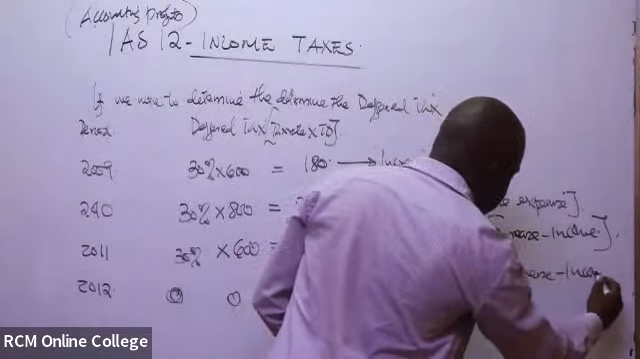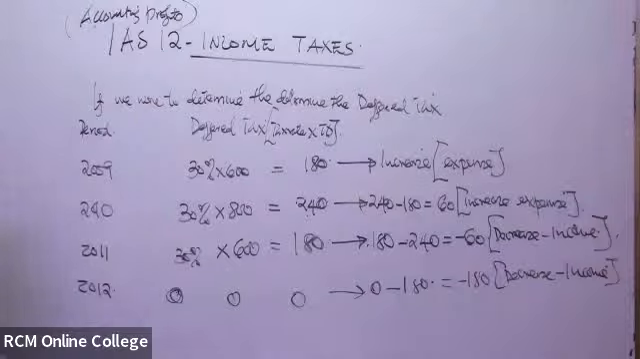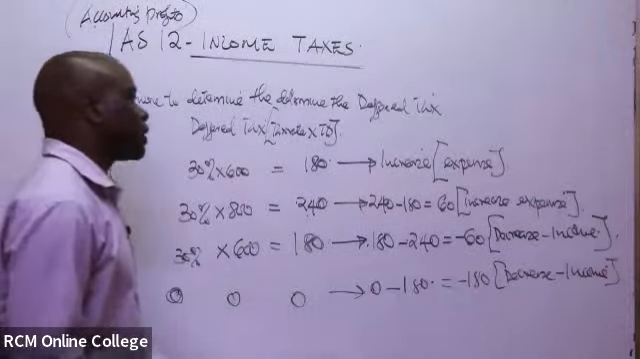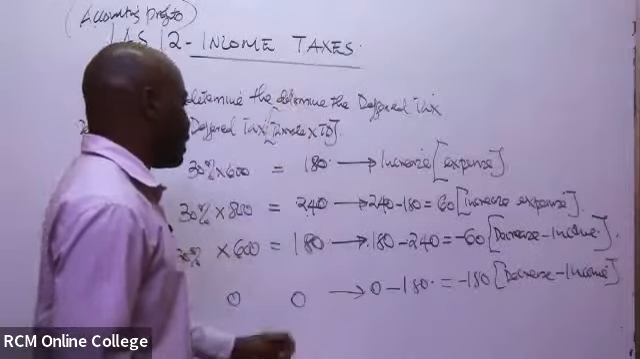So that's basically how you'll eventually determine the deferred tax liability. Then of course the deferred tax. So this is basically the deferred tax by the end of the year.